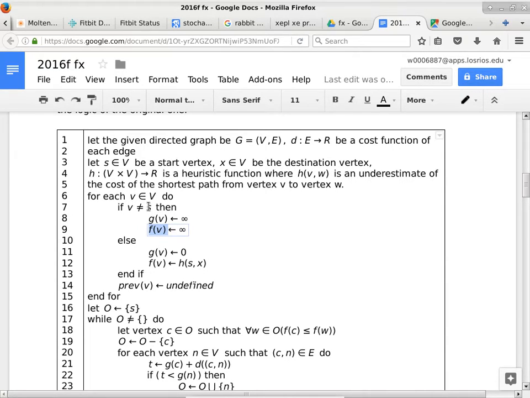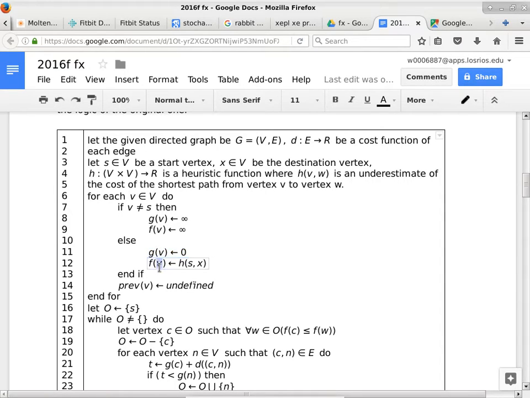What if v is the same as s? In other words, what about the else case? The else case is saying v is the start vertex. So when v is the start vertex, then g of v is initialized to be 0. It doesn't cost anything to go from the start vertex to this vertex, because this is the start vertex. So obviously the distance is going to be 0, because we are in fact at the start vertex.